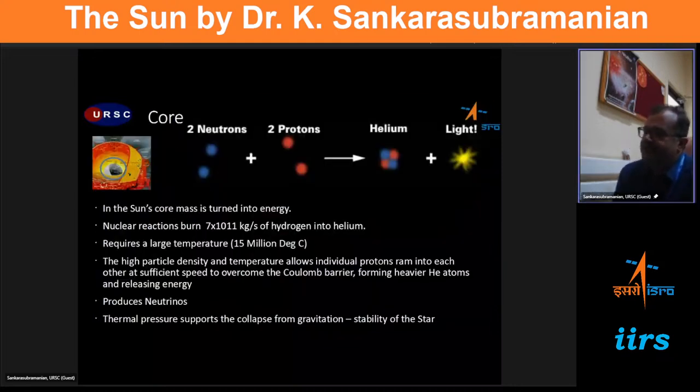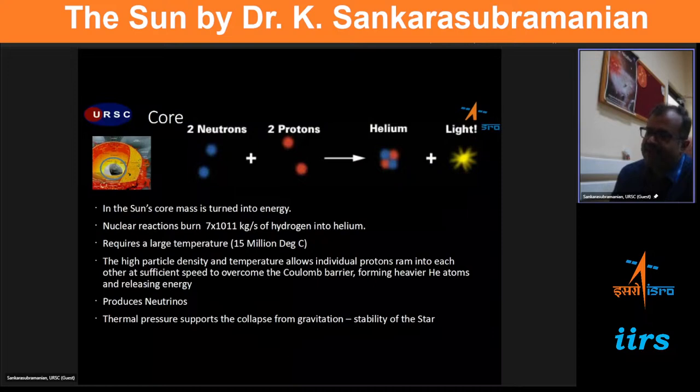So what is the energy source? As you have studied, it's nothing but hydrogen fusion into helium, the fusion reactions. Two neutrons and 2 protons combined together form helium, as well as light. So basically the hydrogen mass in the core of the sun is turned into energy. Typically 7 times 10 to the power 11 kilograms per second of hydrogen is converted into helium every second. And to do that, it requires 15 million degrees centigrade.